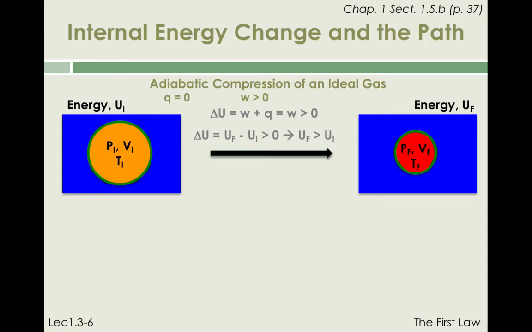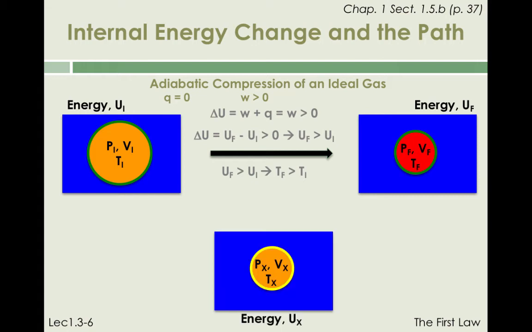Since the gas is assumed to behave ideally, the gas energy only depends on temperature. So we conclude that the final temperature of the system must be greater than the initial temperature of the system. This is a very general result for adiabatic compressions of ideal gases. Temperature increases during the compression and decreases during expansion.